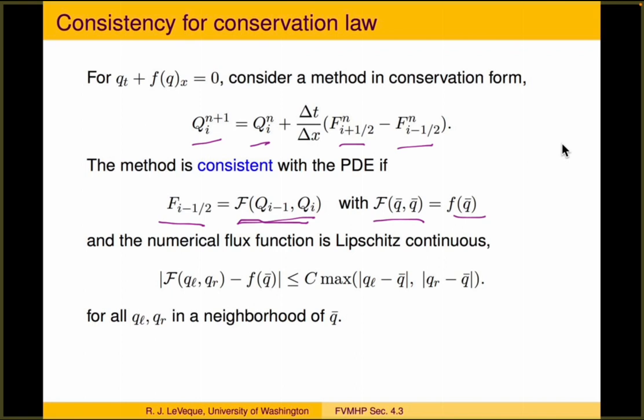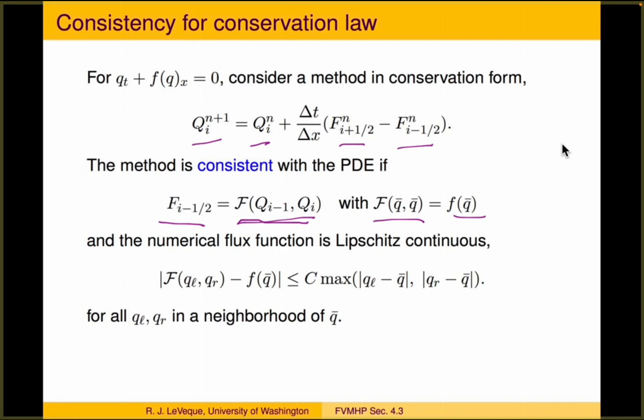That's a natural property. If you have the same state on both sides of a Riemann problem, then you expect the solution won't change, and so the value at that interface as you go forward in time will remain Q bar, and so the flux at that interface should just be f of Q bar.